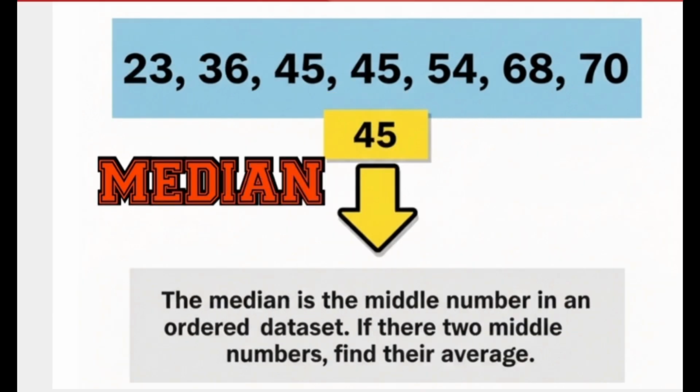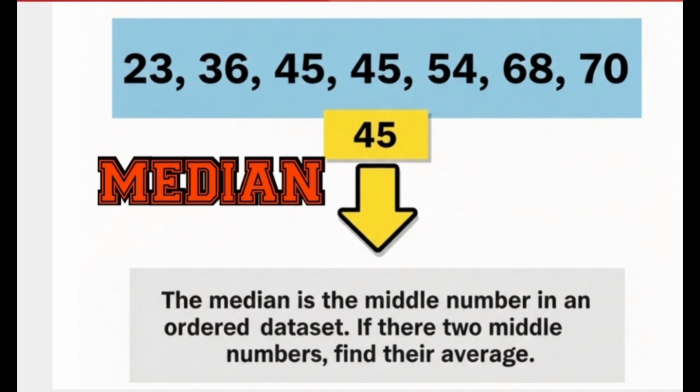In Mr. Nkosi's maths literacy class, the learners were working with a new set of numbers. 23, 36, 45, 45, 54, 68, and 70. He smiled at the class and said, "Today, we are learning about the median. But instead of giving you a definition first, let me tell you a story about these numbers." He wrote them neatly on the board and continued.